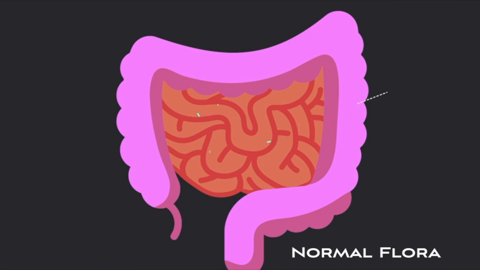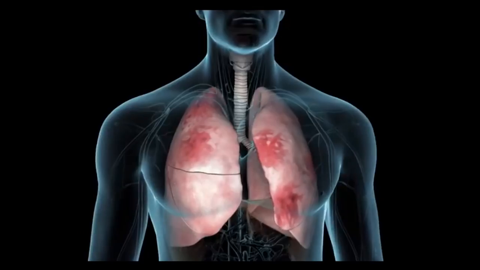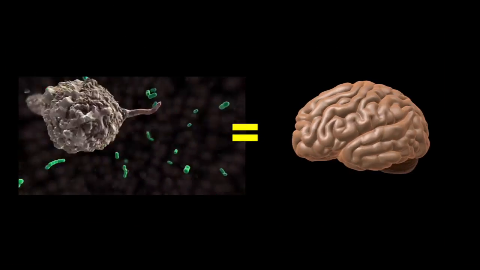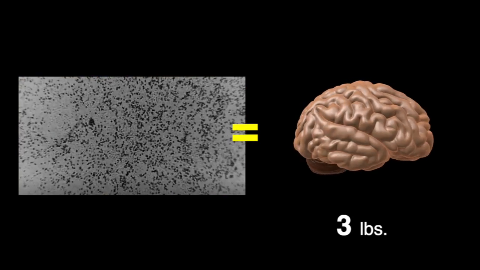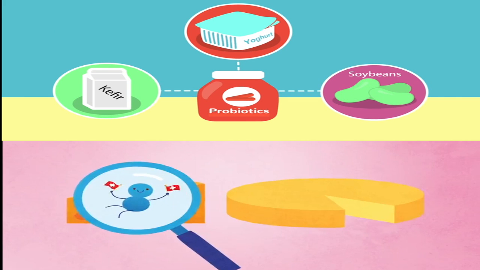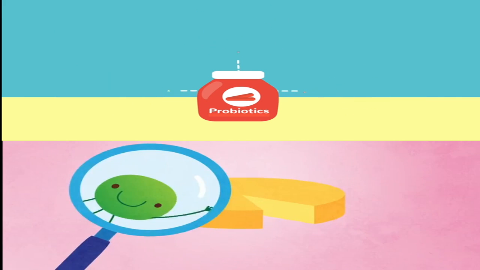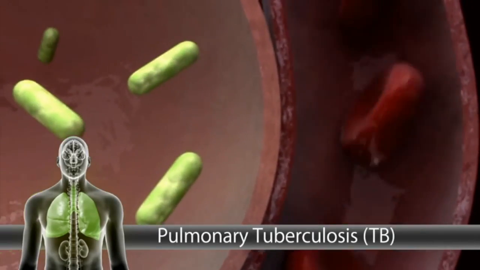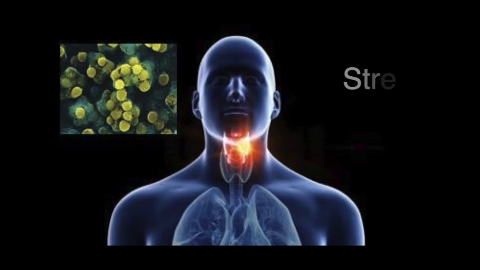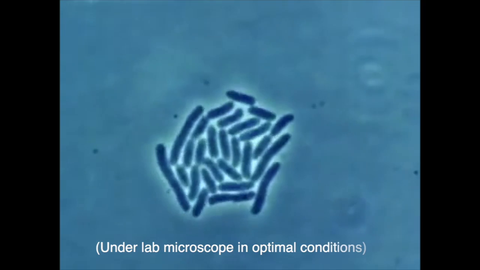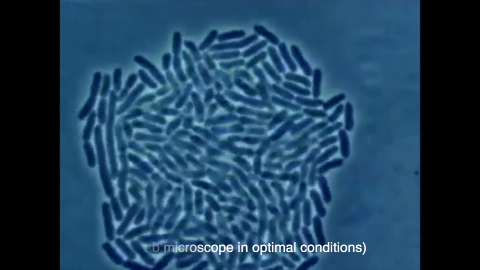Bacteria help us digest food. Actually, if we add up all the bacteria we have in and on us, they weigh about the same as our brain. Good bacteria help people make cheeses, yogurts, and probiotics. Bad bacteria cause diseases like TB, pneumonia, and strep throat. Bacteria spread by splitting into two. With the right conditions, bacteria can double in 10 minutes.